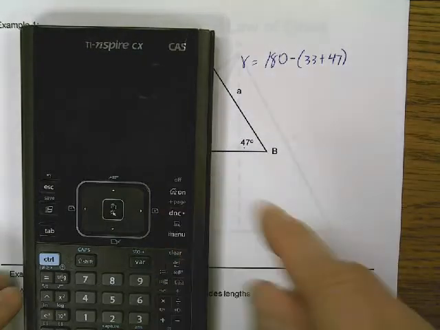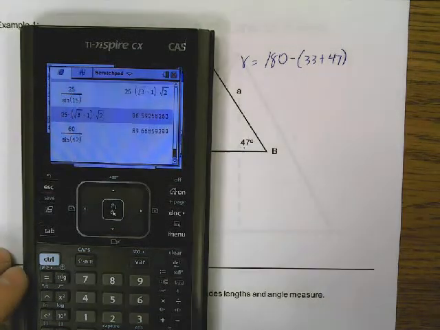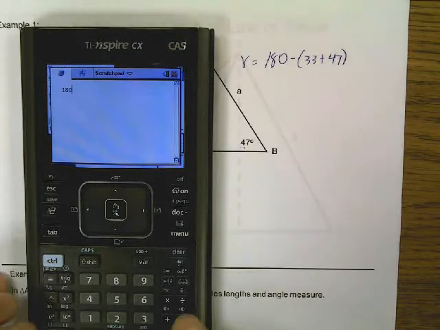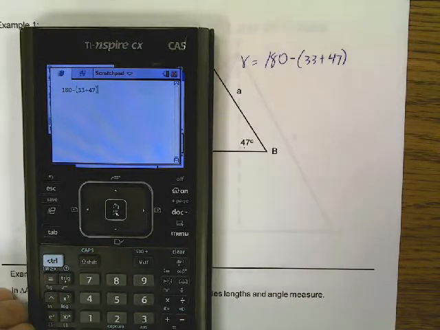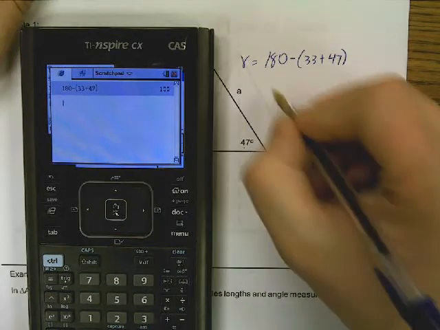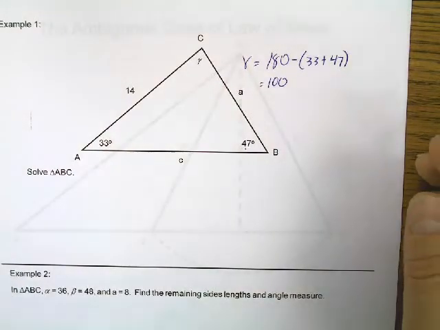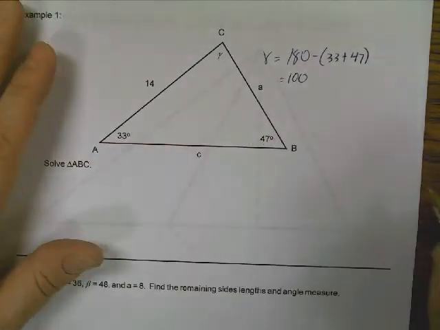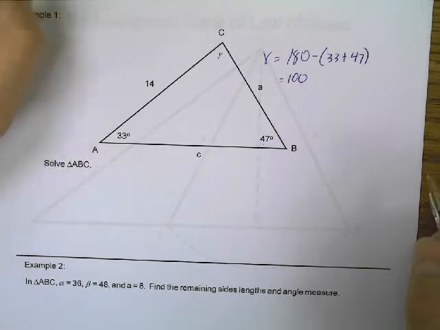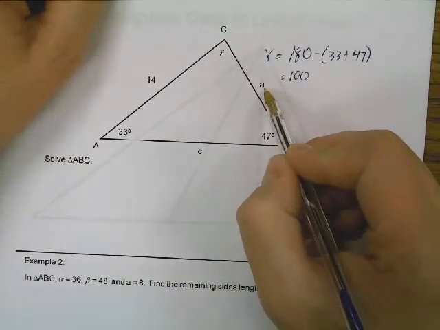If you type that in your calculator just like that, let me clear off the scratch pad here, 180 minus parentheses 33 plus 47, and so we get 100. The reason I found that is that I'm going to need to find C, and that's the easy thing to do, but we're solving the triangle, so we have to find every single thing. I'm going to find side A first.